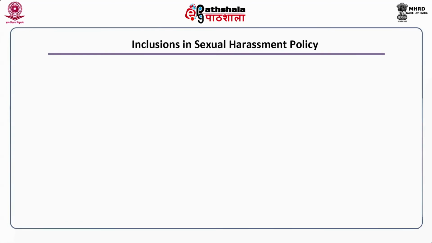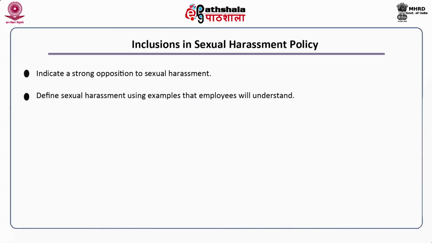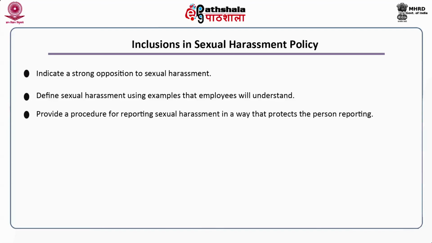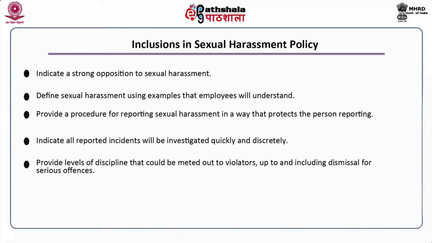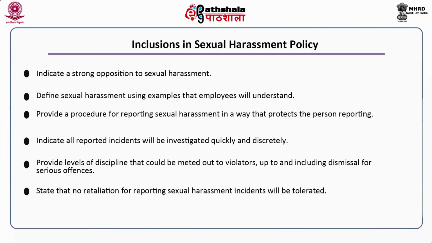Slide 30. What are the inclusions in a sexual harassment policy? Number one, indicate a strong opposition to sexual harassment. Second, define what sexual harassment is using examples so that employees clearly understand what kind of behavior is not permitted in the organization. Provide a proper procedure for reporting a sexual harassment case in a way that protects the person who is reporting it. It is followed by: investigate all reported incidents quickly, discreetly, and impartially. Provide levels of discipline that could be meted out to violators, up to and including dismissal if the offense is quite serious. State that no retaliation for reporting sexual harassment incidents will be tolerated.